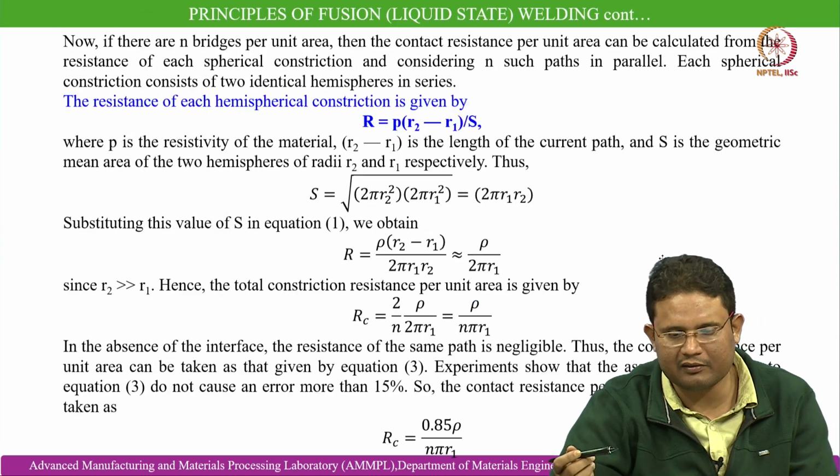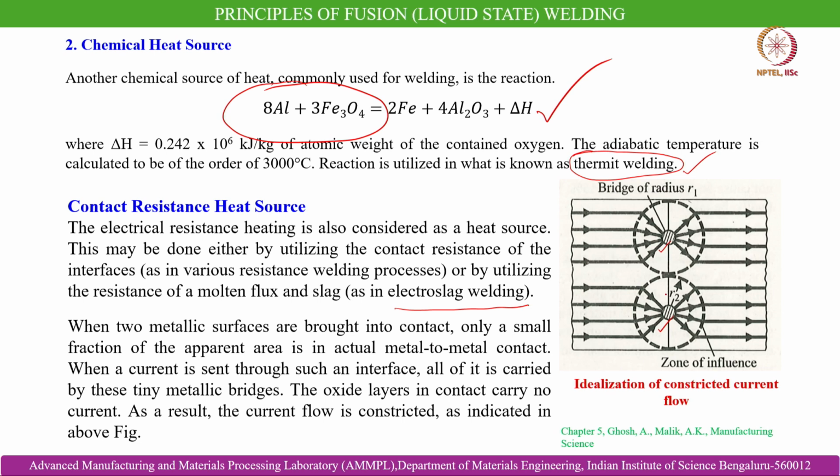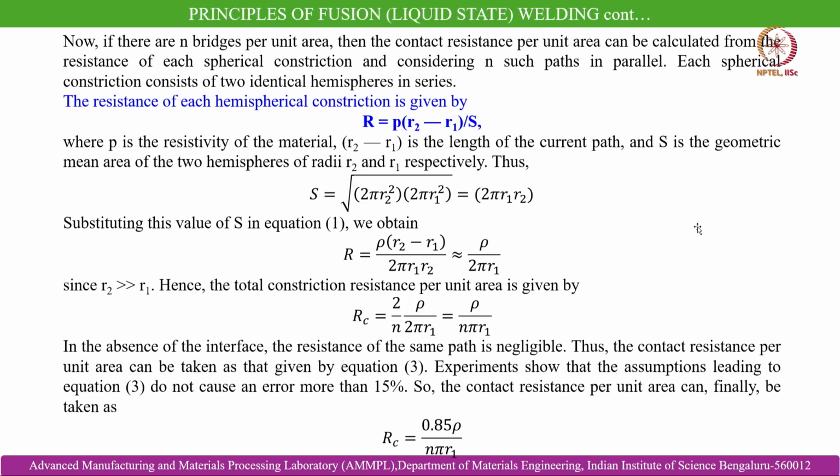So, where are we getting these radii from? These are the locations. You can see this is the radius r2 and here this is the bridge of radius r1. The distance between the two bridges, you can see here, is r2 from here to here, and again r2 from here to here. So, the total distance is 2r2. This is how we get the total distance between two adjacent bridges over the surfaces which are in contact, and the radius of each individual bridge is r1. From here we are deriving this expression.